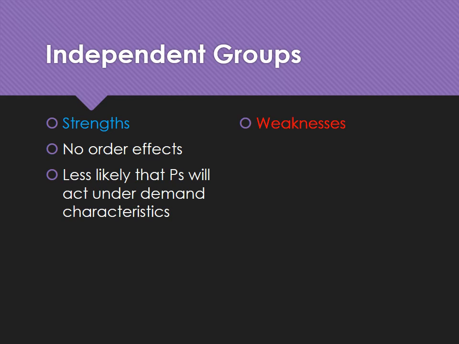Right, so participants are less likely to act on demand characteristics because you only see one condition of the IV, only one half of it, so they can't really guess what's going to be changing in your other condition. And obviously you can use the same test in both conditions.